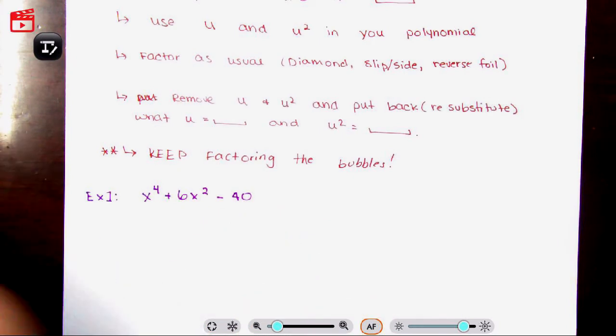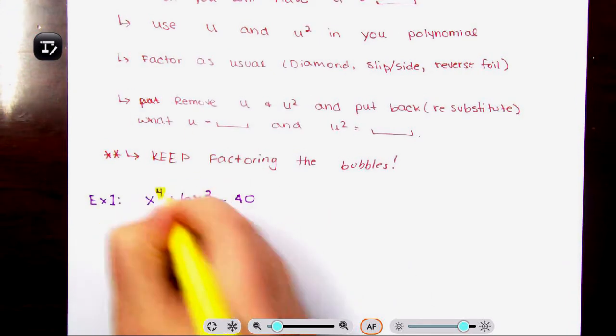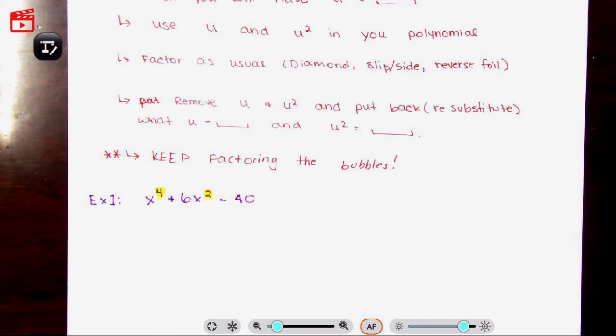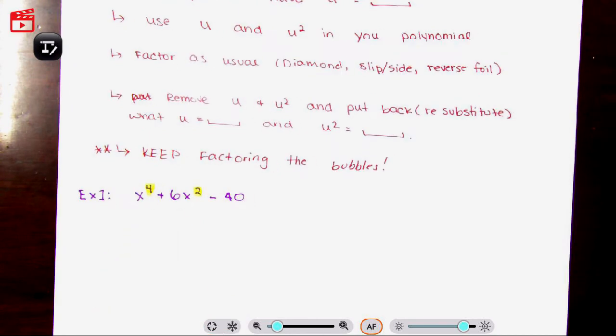So notice that now we have a polynomial of higher degree. This is a trinomial. It has 3 terms. However, the highest degree is a 4, then we have a 2. So it's not a quadratic. The highest degree is not 2. It's not x squared as my highest exponent.